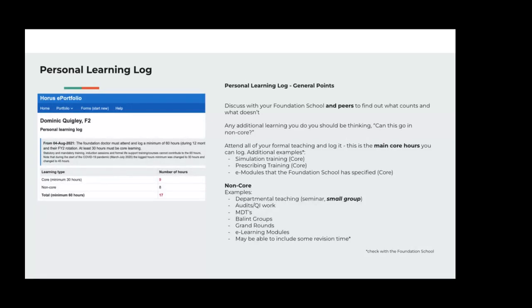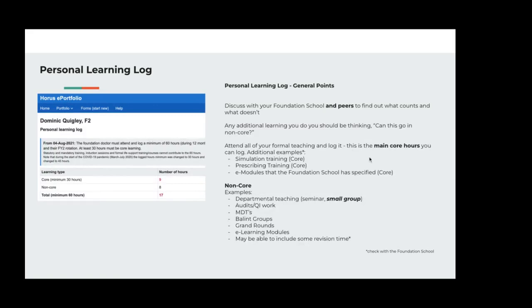Okay, so just to run through, discuss with the foundation school and peers, importantly, to find out what they're putting in and what counts. Sometimes you'll find that your peers are actually logging every MDT into the non-core, and so they've got their 30 hours with no problem, and that's perfectly acceptable. But sometimes if you're low and everyone else is high, you might be wondering how they've got there, so have a chat with them.